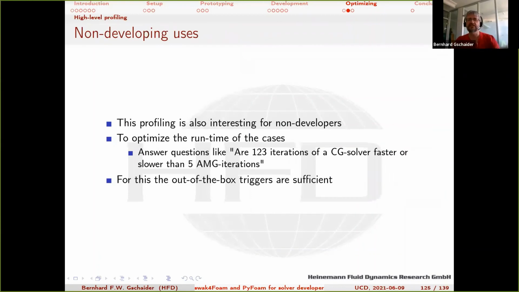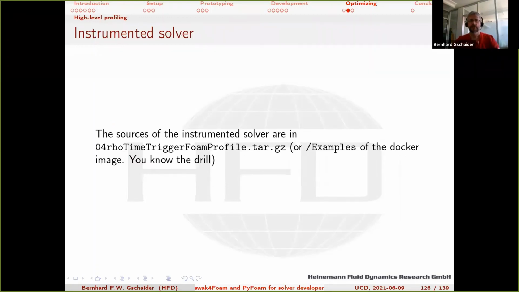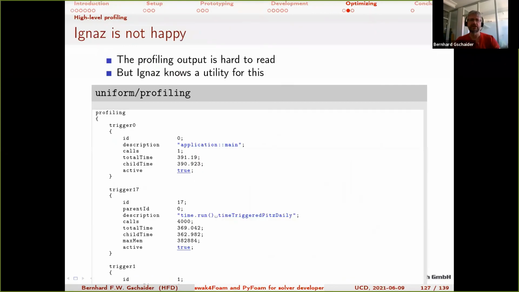And as I said, it's also quite useful for non-developers. For instance, if you ask, is it faster to have a CG solver with 123 iterations, or only 5 AMG iterations? With profiling, you can see that in this case the pressure equation takes 10% of the computation time, and with the CG solver, it takes 40% of the computation time. Then you say, okay, the AMG seems to be much faster. The instrumented solver you'll find here.